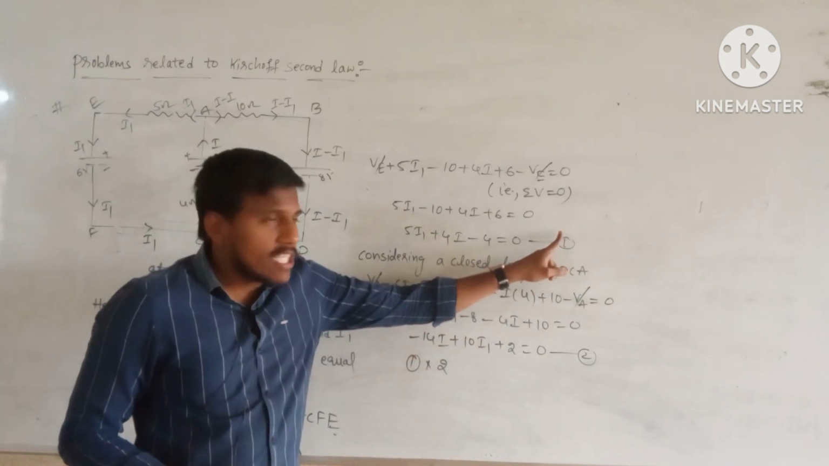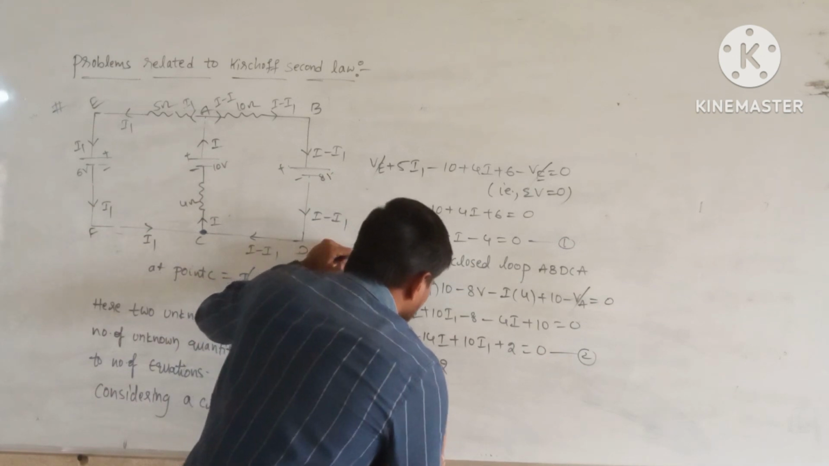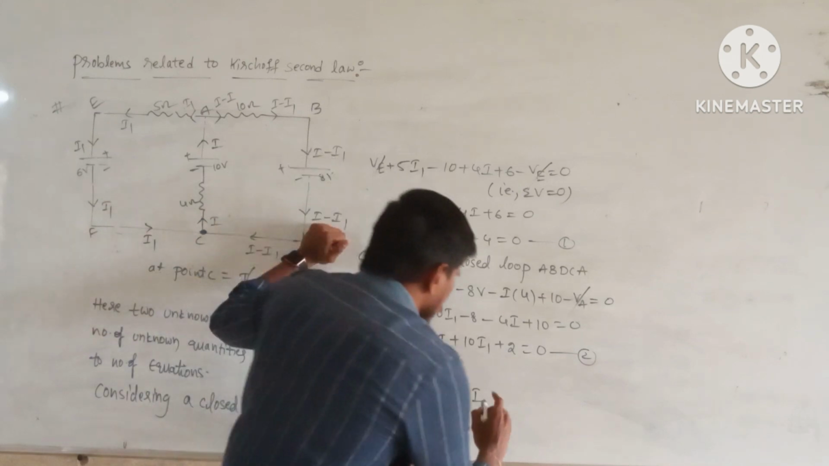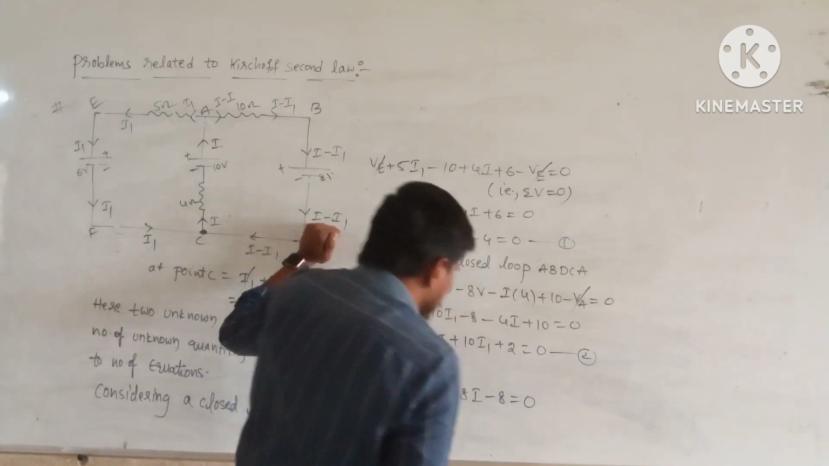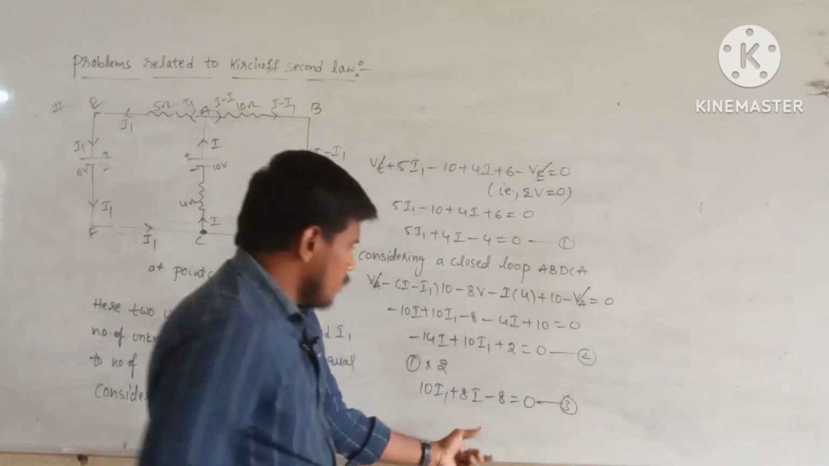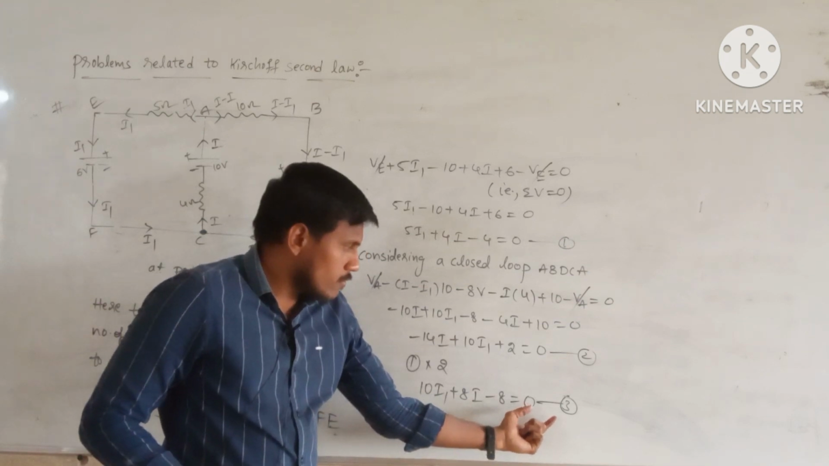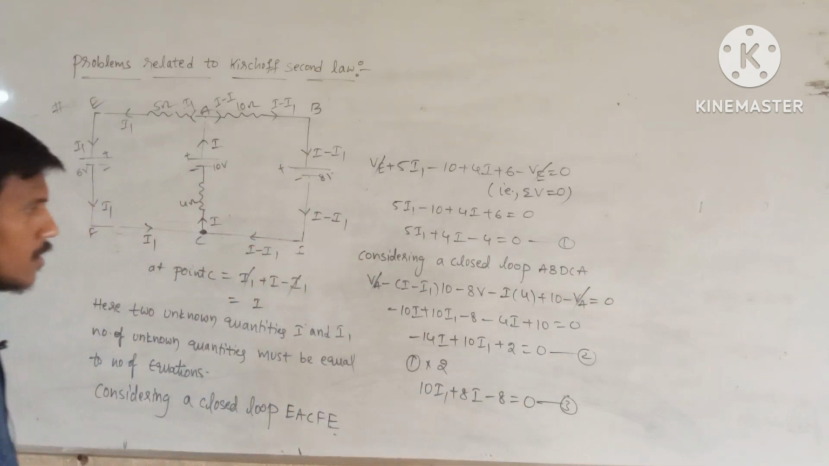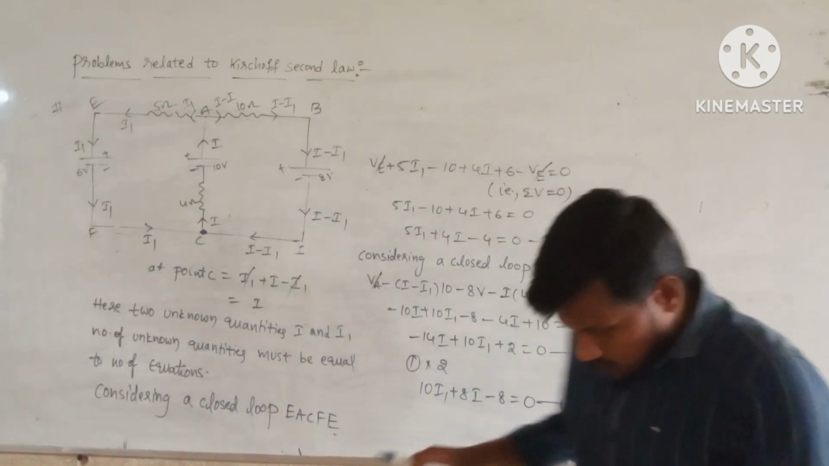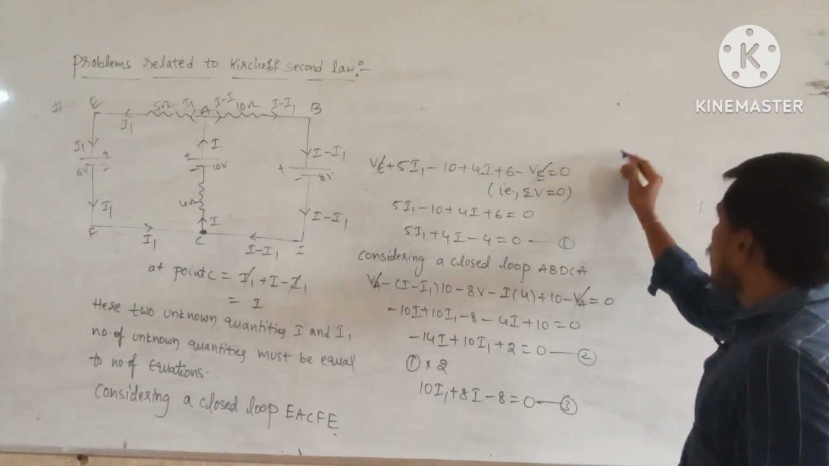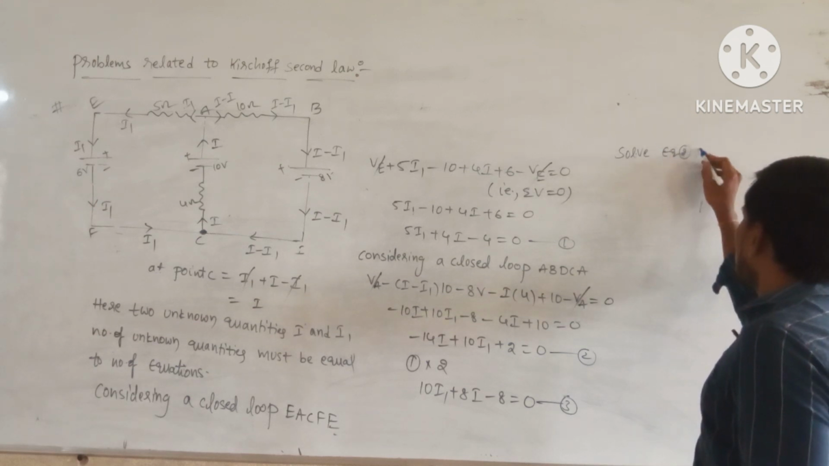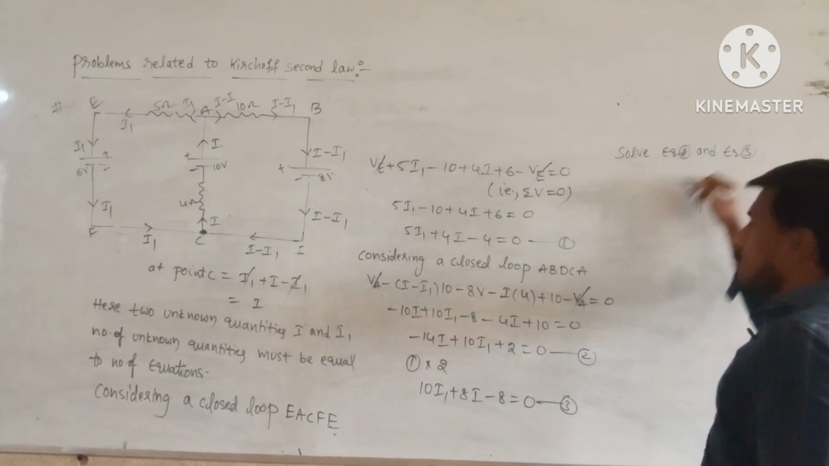So after multiplying equation number 1 with 2, what happens? 10I1 plus 8I minus 8 equal to 0. Now I am considering this as equation 3. Now I am going to solve equation 2 and equation 3.